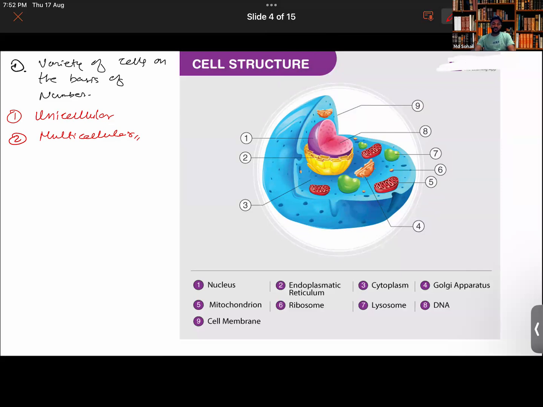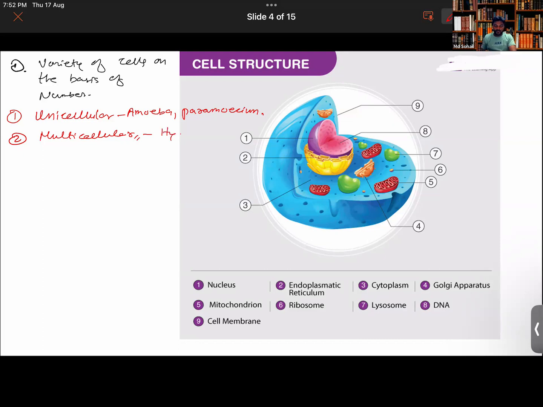You have examples like a mango tree that has trillions of cells in it. And then you have examples of unicellular organisms, for example amoeba or paramecium. Is hydra classified as a single cell? Hydra will be classified as a multicellular organism. It has multiple cells, right?